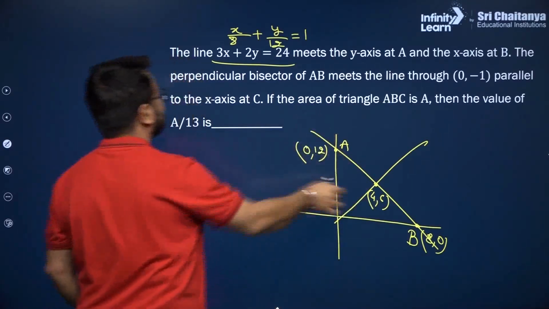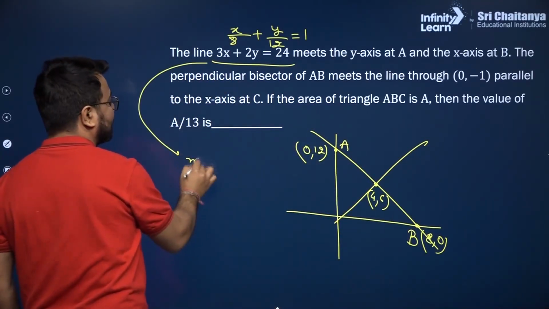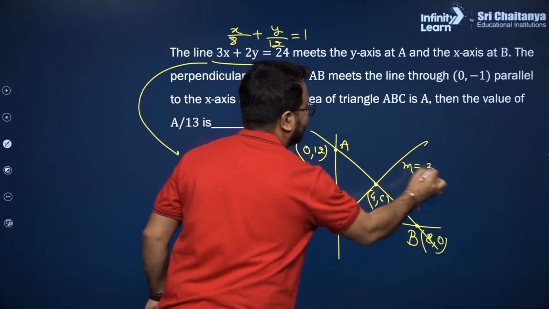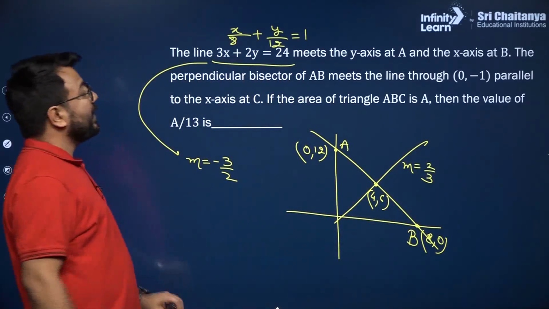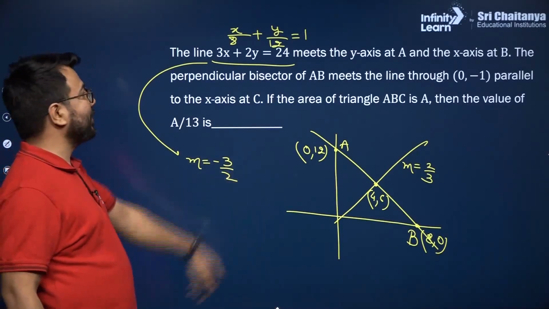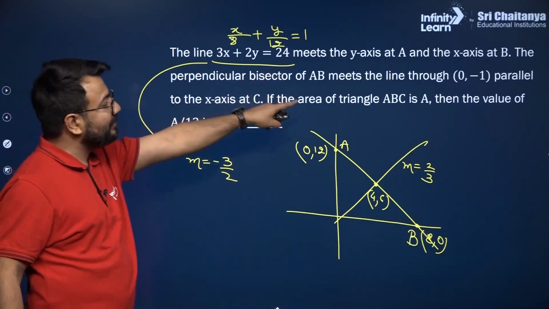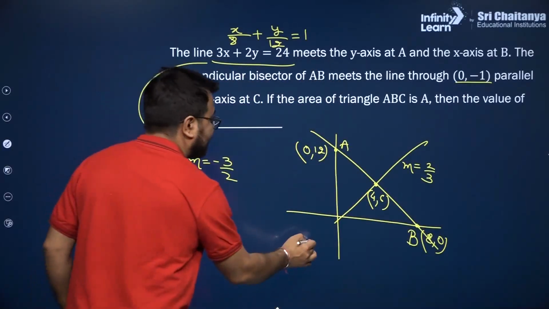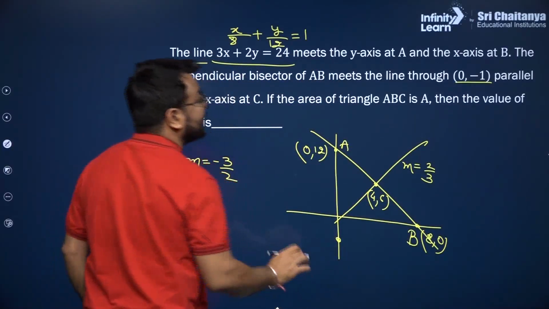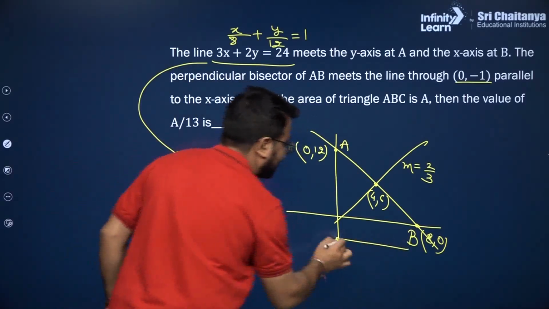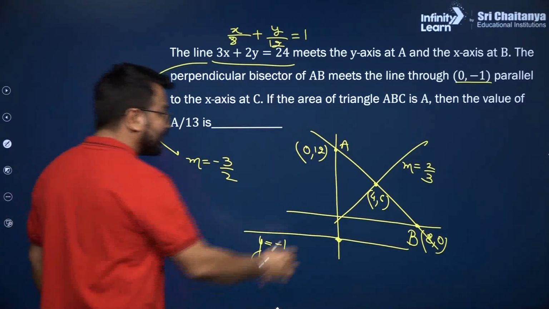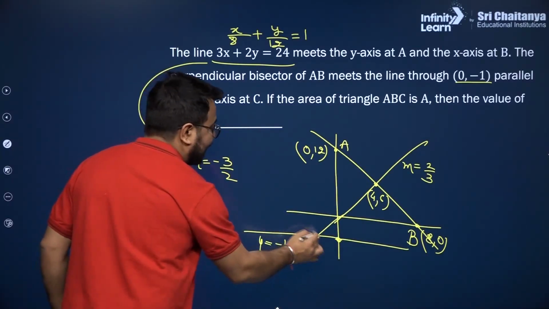If I want to get the slope of this line, it is minus 3 over 2. So the slope of the perpendicular bisector will be 2 by 3. Even I can write the equation of the perpendicular. So the perpendicular bisector of AB meets the line through 0, -1. 0, -1 is a line which is parallel to x-axis. So this is a line through 0, -1 which has the equation y is equals to -1. So this perpendicular bisector meets at this point.